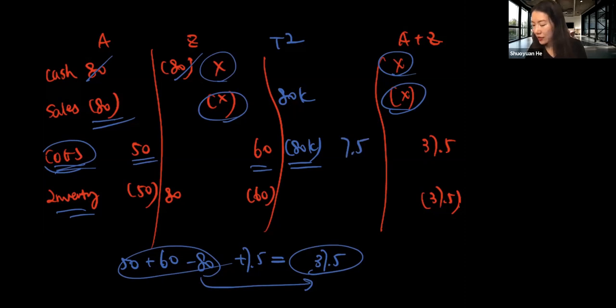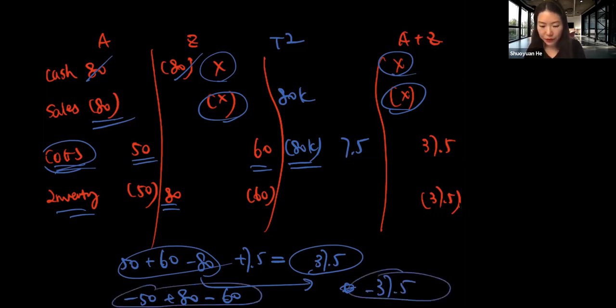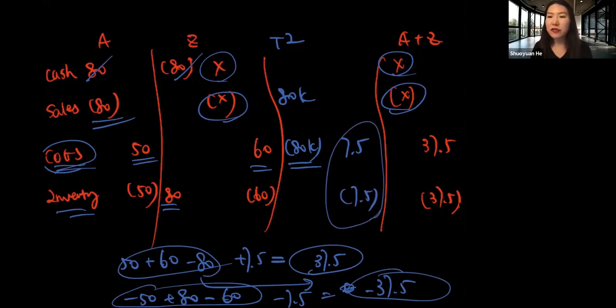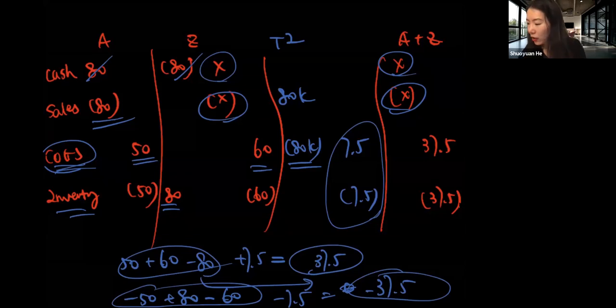And the inventory account: Arlington recorded negative 50, Zirkin plus 80, negative 60. Then we need to get to negative 37.5. So in order to get from here to here, we need to take out 7.5. So this journal entry, debit cost of goods sold for 7.5, credit inventory 7.5, that is our G entry.